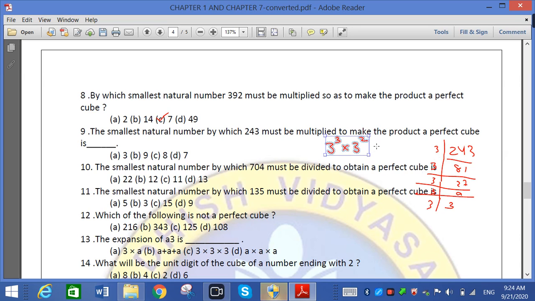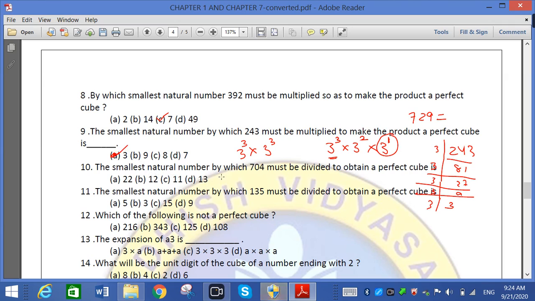So how many factors still remain to make a perfect cube? 3 to the power 3 and 3 to the power 2, multiply by 3 to the power 1. Because each prime should appear 3 times. So 3 should appear 3 times if I multiply by 3. If I multiply by 3, the answer is 729. It is a cube of 9. So the answer is 3, not 9. That is the correct answer.